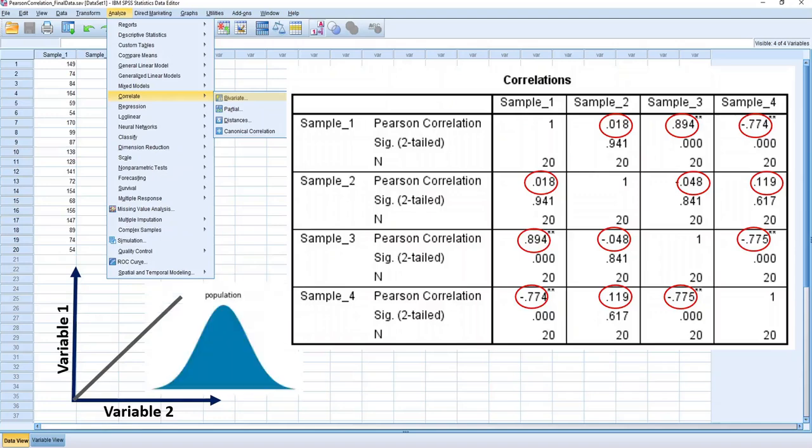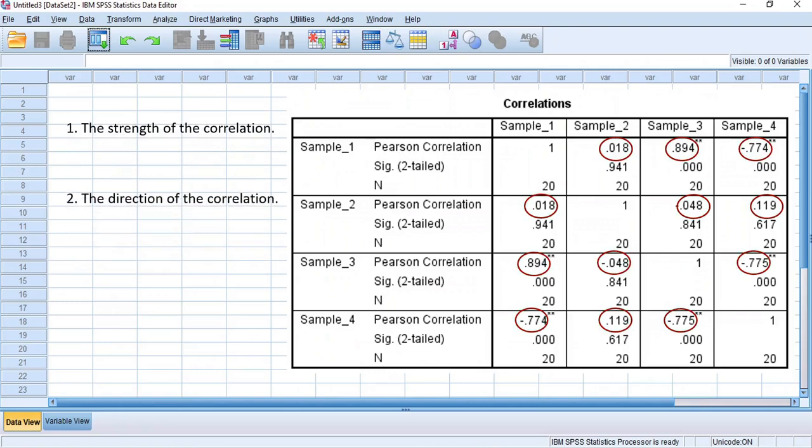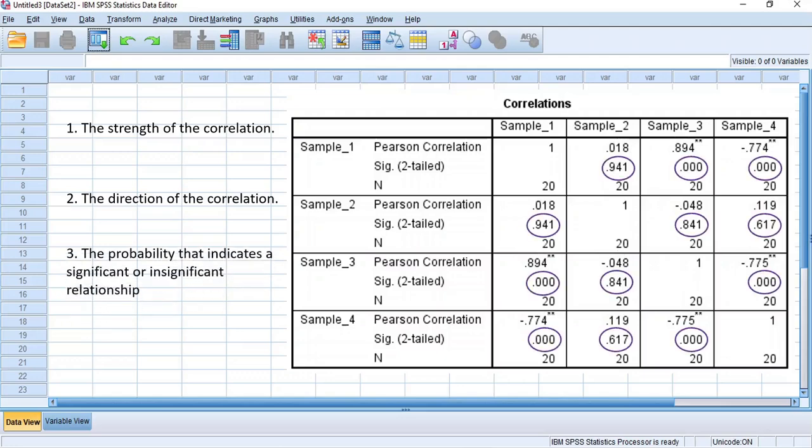So when you perform Pearson's correlation analysis, the main result outputs include: 1. The strength of the correlation, given by the magnitude of the coefficient. 2. The direction of the correlation, given by the positive and negative indices attached to the coefficient. And 3. The probability that indicates a significant or insignificant relationship, given by the p-value, which is needed to reject or accept the established null hypothesis.